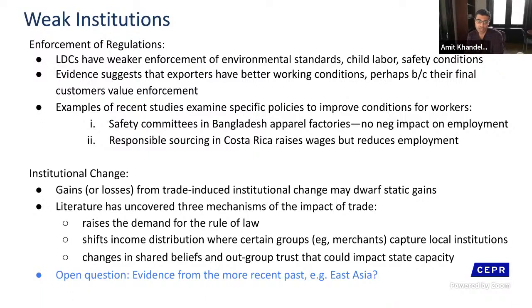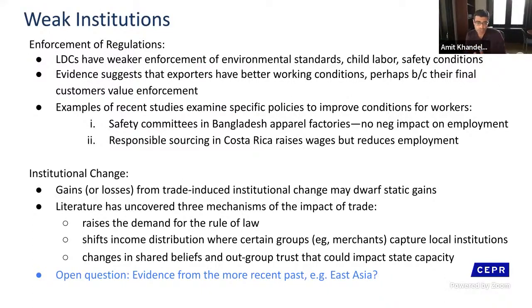And here, the literature, I think, has come around to three mechanisms that emphasize how trade interacts with institutions. So the first is that trade seems to raise the demand for the rule of law. The second is that trade shifts the distribution of income across groups, where certain groups, such as merchants, may then capture local institutions and use those local institutions to implement regulatory or policy or rule of law changes. And then finally, trade may actually change shared beliefs or the relative trust of in-groups versus out-groups, that have some implications on state capacity.